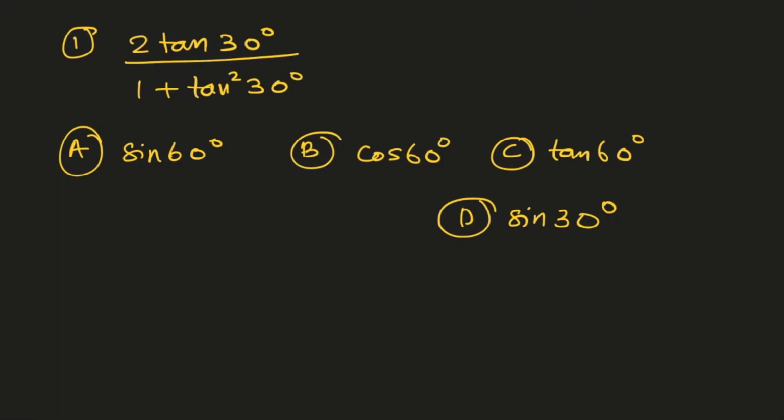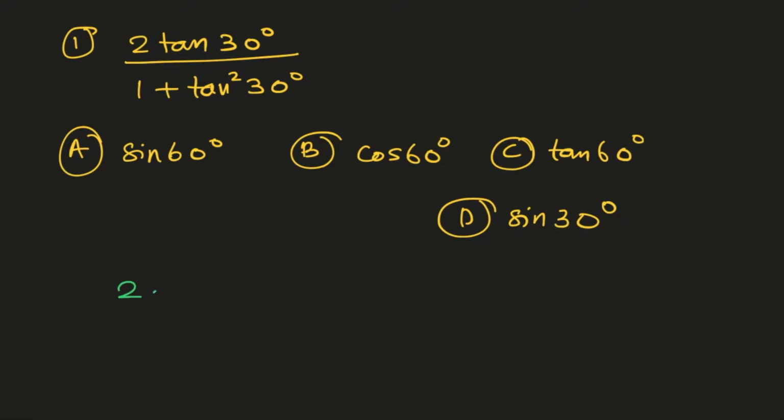Okay. Meanwhile, I'll try to solve this question. So we have 2 tan 30 degree divided by 1 plus tan square 30 degree. When you look at the options, you have either 30 degree or 60 degree. So it is easily understood that these are standard angles, and you know these values straight away right from your memory. You can just substitute.